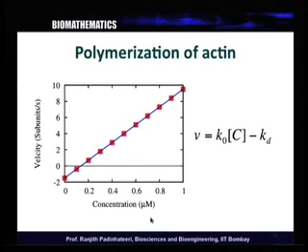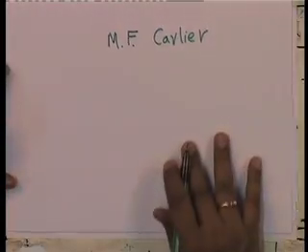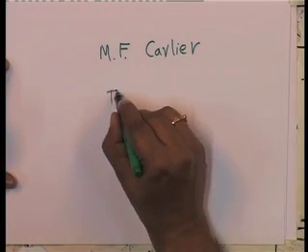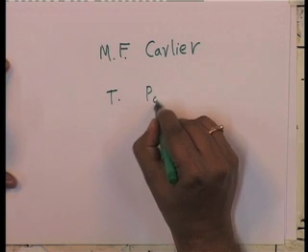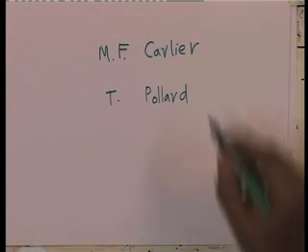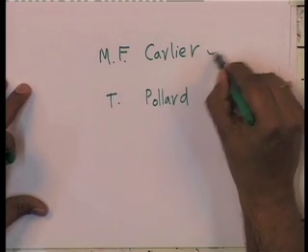This is a very interesting experiment done in the 1980s by two biologists. One person who did it is M. F. Collier, so you can look at the papers of M. F. Collier, or you can look at the papers of T. Pollard. These are two scientists who did experiments on actin polymerization. So, look at the papers of Collier and Pollard.